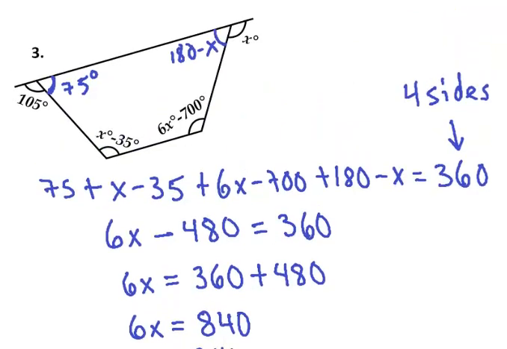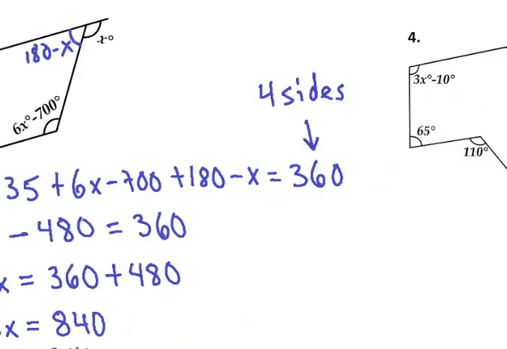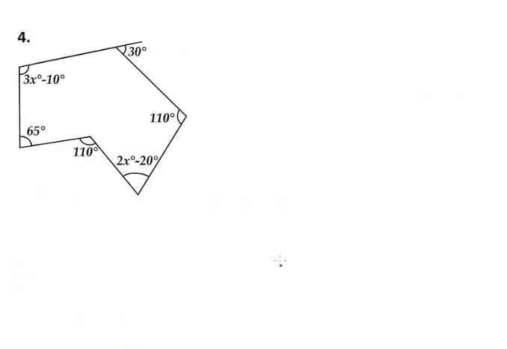Remember, I'm finding the value of the letter x only. Let's do another exercise. Number 4. We have two angles outside. We have this one and we have this one. Now this 30 creates a line with this one, so I'm going to use the idea of linear pair. I'm going to subtract 180 minus 30, and that will give me the angle inside. So 180 minus 30 would be 150. That's the measure for the angle inside.